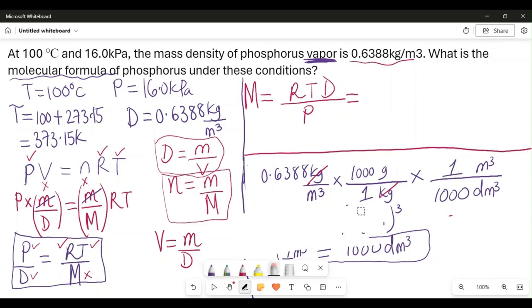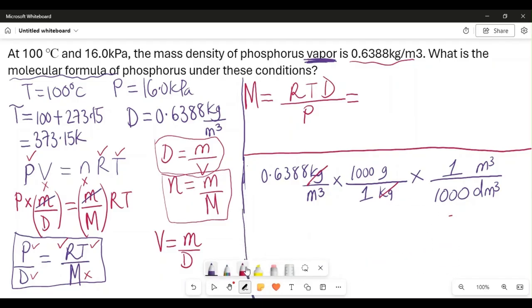So now let's go on to finish solving it. By the way, we are just trying to get in the right units. We haven't even started solving what we're supposed to solve for. So meter cubed cancels meter cubed, and we have 1000 at the numerator and 1000 at the denominator, so we cancel those as well. So we end up with 0.6388 gram per dm cubed, or gram per liter. And that is what we're going to input when we're solving this question.